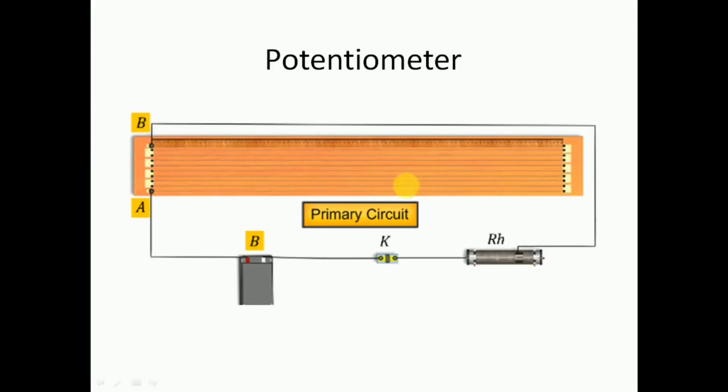This is the real picture of the potentiometer, and this is the wire AB. The wire will start from here, take a round from here, and go till B. It's one single wire, and this is the board, and this is the scale, and the series, rheostat and key. The voltmeter is not shown here.